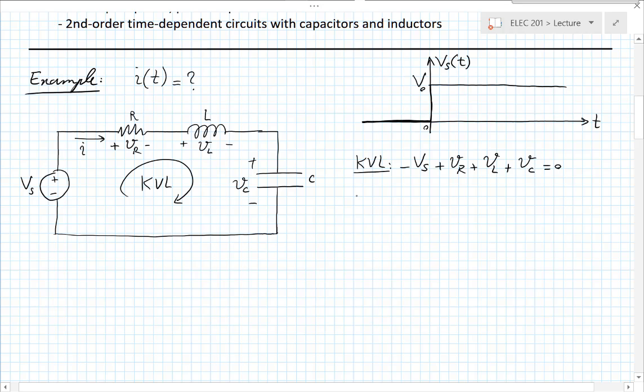And like I said, KCL we have implemented automatically, so I'll say KCL is implied by the fact that I have chosen the same current for the elements. And then the element relationships. Well, we have the voltage of the source, that's Vs, and that's a unit step function. For the resistor, we have a simple proportionality. For the inductor, we have the voltage being proportional to the time derivative of the current.